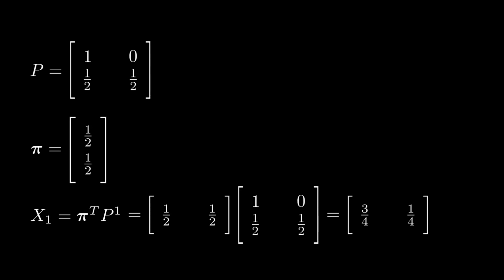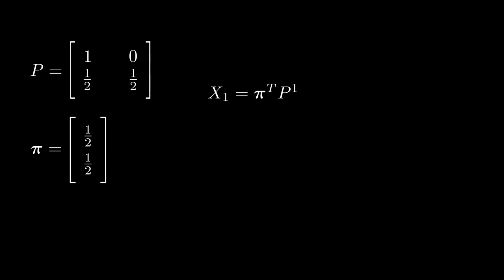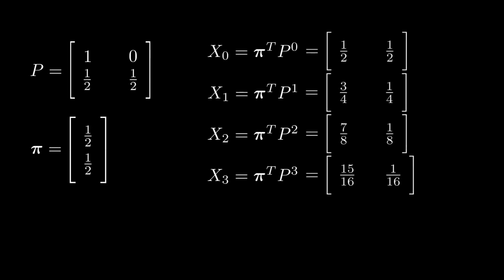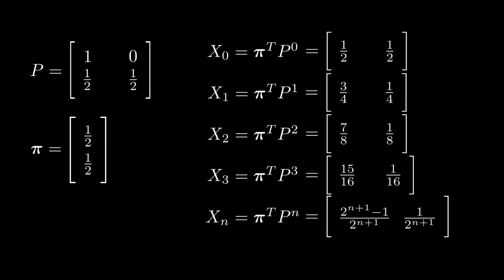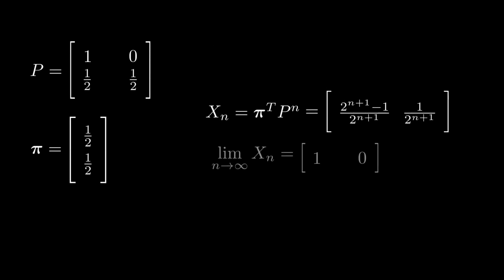For example, after one spin, there's a 3/4 chance to be in state A and a 1/4 chance to be in state B. By raising the P matrix to higher powers, we can calculate the chance of being in each state after more and more spins. As the number of spins increases, the chance of ending in the A state approaches 1. Mathematically, we can see this by taking the limit of the number of spins.